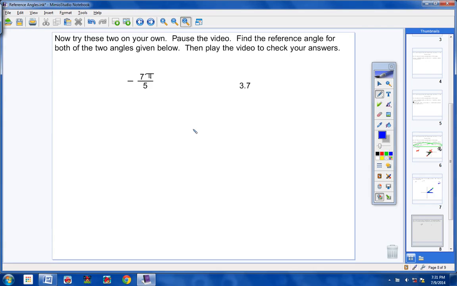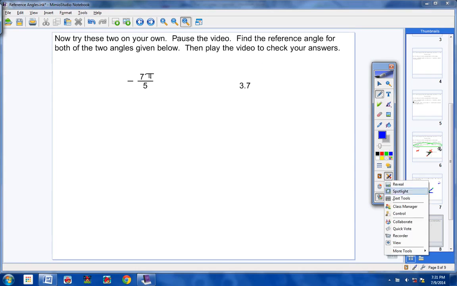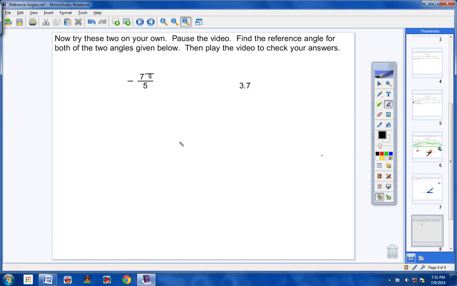Now, I would like you to try these 2 on your own. I want you to pause the video and find the reference angle for both of the 2 angles given below. When you're done, then play the video to check your answers. So go ahead and do that now at this time. Okay, let's go ahead and find the reference angle for the first one here. And let's see how you did.